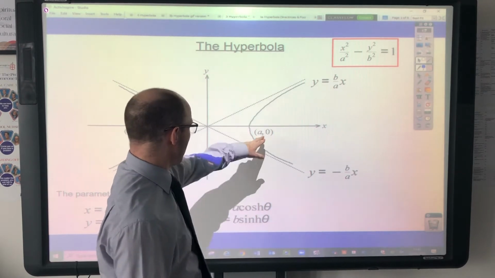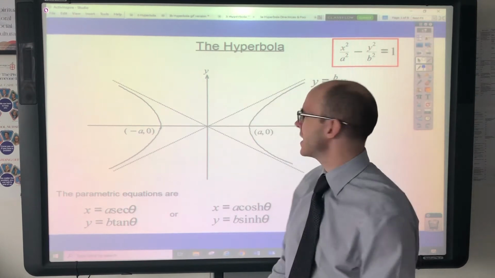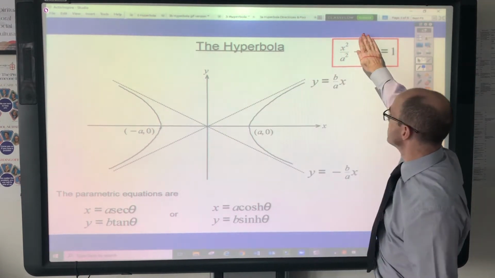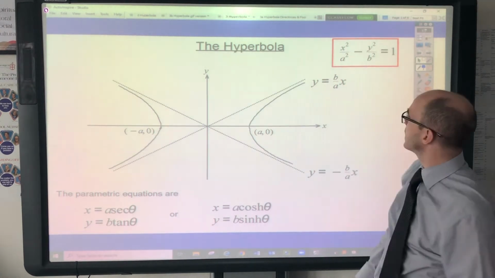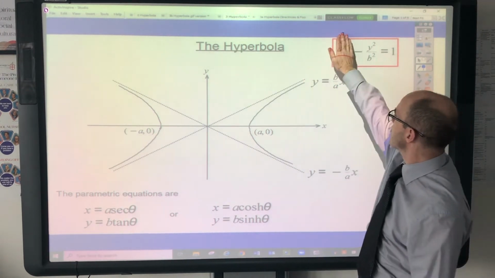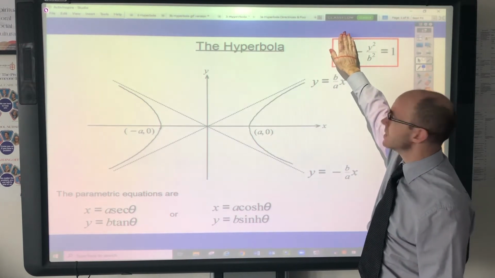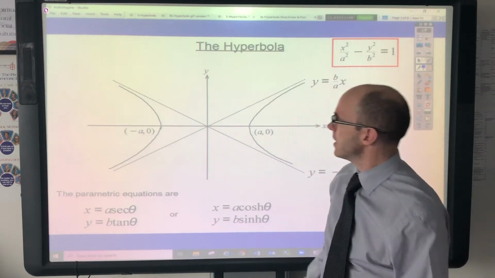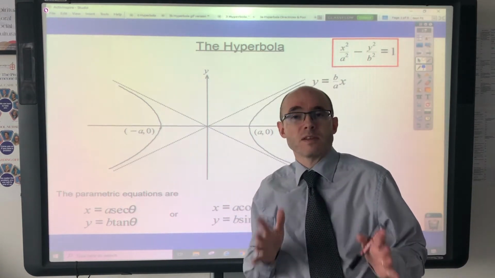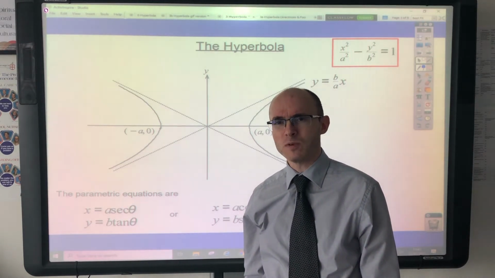Now, in terms of the a, 0 and negative a, 0, the x-axis crossing points, that should be easy to work out, shouldn't it? So when y is 0, obviously x is positive or negative a. And clearly, I hope clearly, there is no y-intercept because you can't have y squared equal to negative b squared. So no y-intercept. So for the moment, that's the basics of the hyperbola. Hope you found that useful.